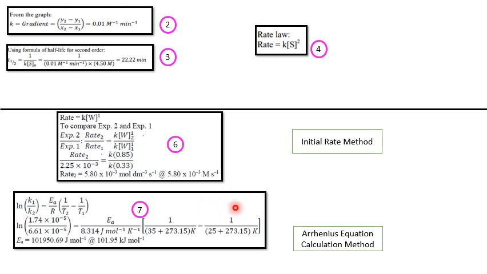Okay, now question 7 is related to the Arrhenius equation by using the calculator method. So first write down the general formula and then substitute everything. So Ea over R, the R value is 8.314 joule per mole per Kelvin. And then 1 over the temperature, make sure the temperature must be in Kelvin, plus 273.15 or plus 273 is also acceptable. So the final answer is 101,950.69 joule per mole. It depends on you. If you want to convert to kilojoule, yes, no problem. If you don't want to, remaining like this is also acceptable, unless the question insists on kilojoule per mole, then you will have to divide by 1000.